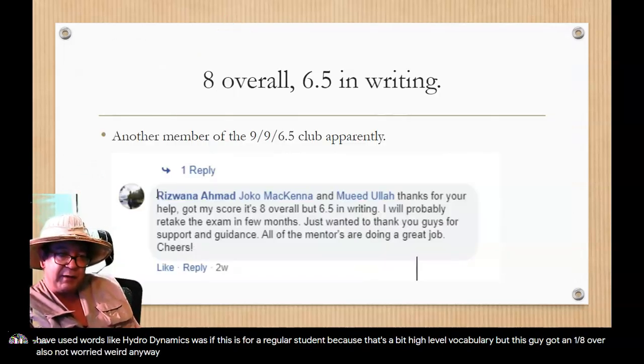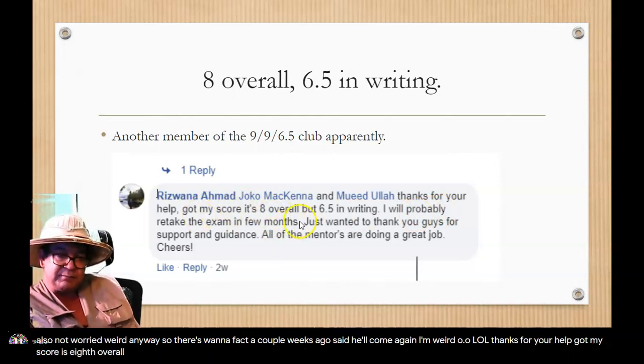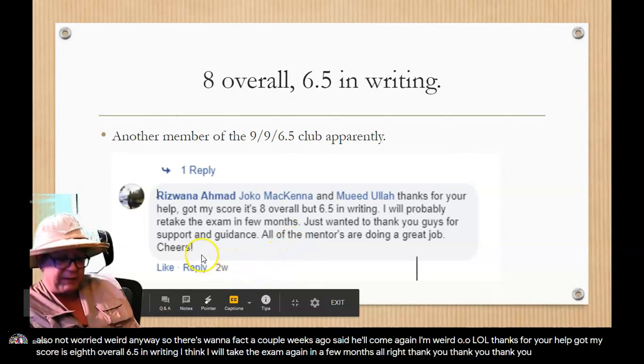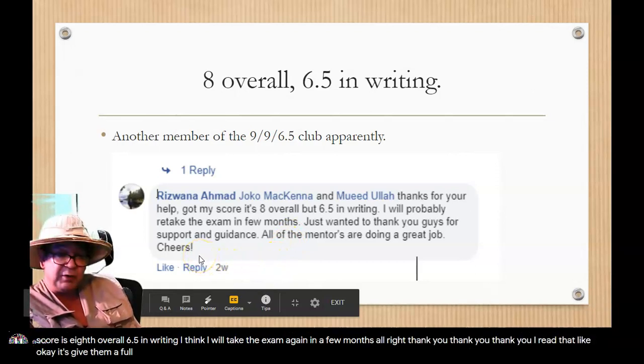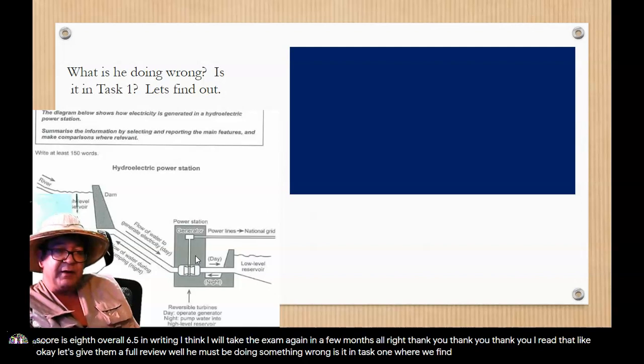I'm worried anyway. So, Rizwana, a couple weeks ago, said, thanks for your help. Got my score. It's 8 overall, 6.5 in writing. I think I will take the exam again in a few months. All right. Thank you. I read that. Okay, let's give him a full review. Well, he must be doing something wrong. Is it in Task 1 where we find the problem? Let's find out.